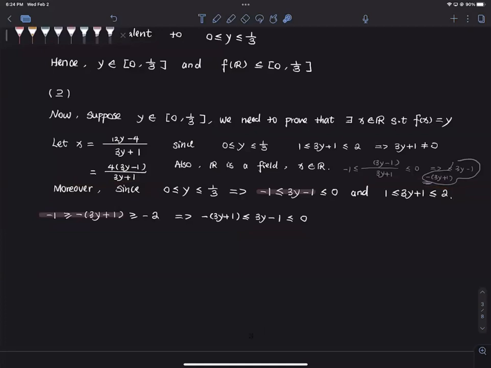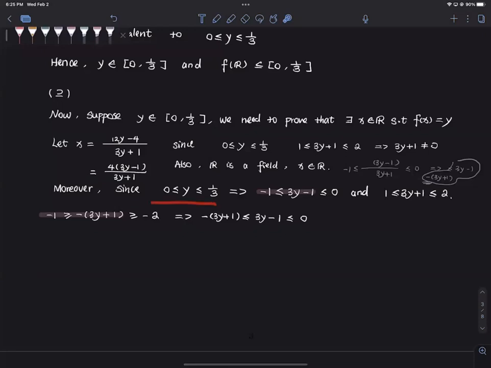I will post the recording. How does it show that? Because I'm not done yet. I'm just asking, does all those steps make sense to you? Are you following the inequalities here? Sure.